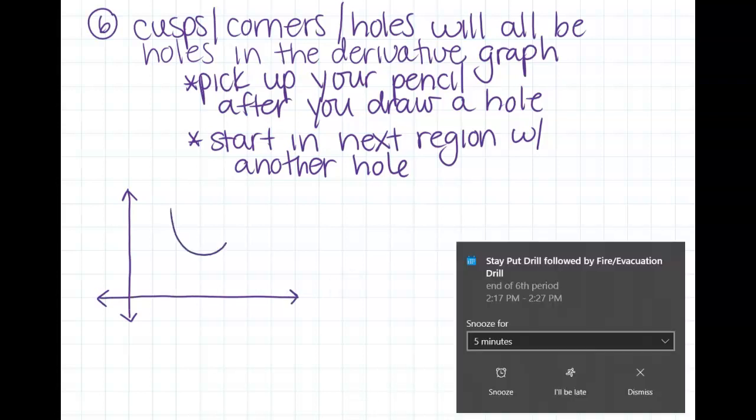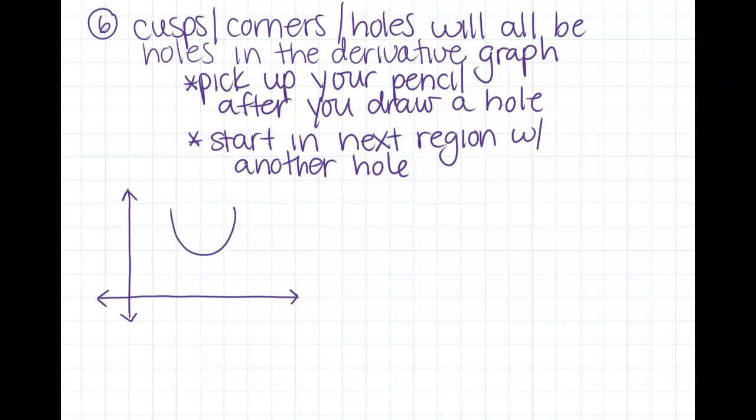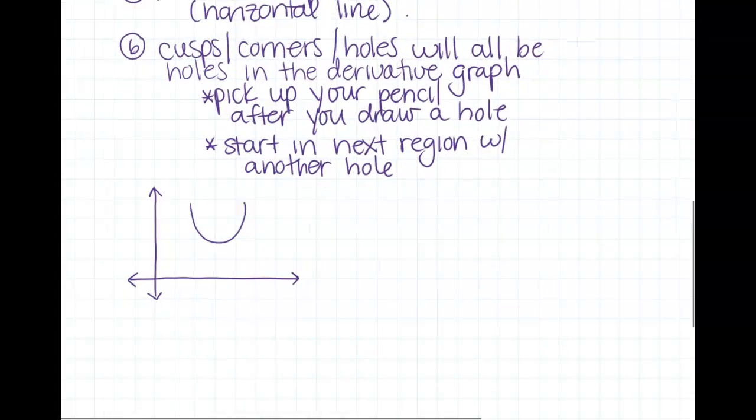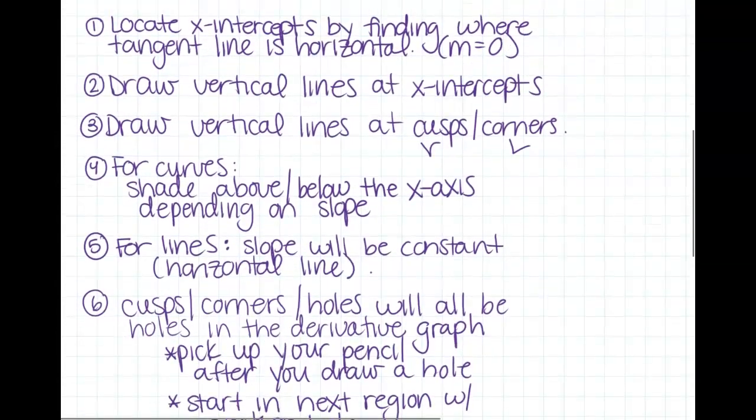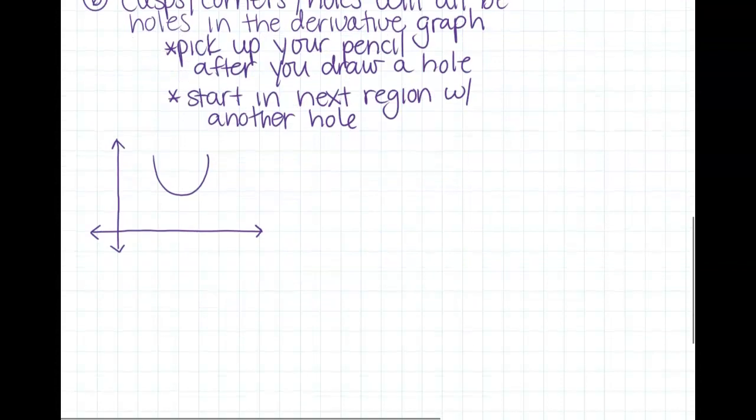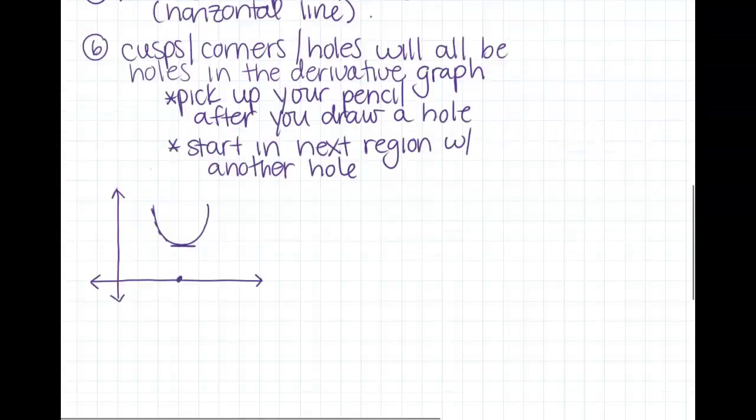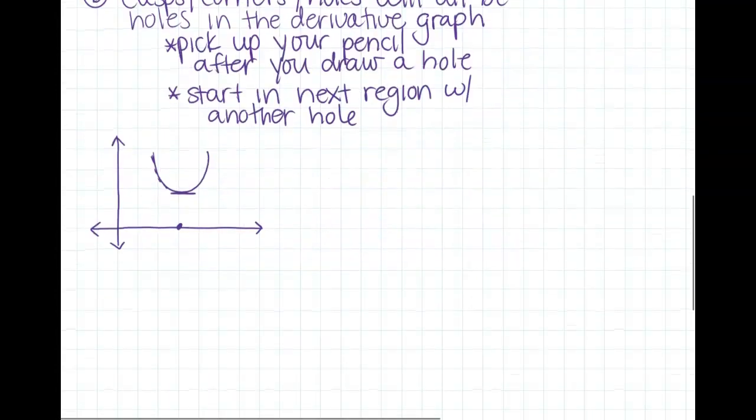So let's say we have a parabola. So our first step, if we look up at our steps, is to locate x-intercepts by finding where the tangent line's horizontal. The tangent line's horizontal right there. That's the only spot, because otherwise if you drew tangent lines, they'd look something like that. Well, better version, but the horizontal tangent line is there. Basically at a minimum is kind of what happens. So there's our x-intercept, about, if I was better at drawing. And so then our next step was to draw vertical lines at x-intercepts.